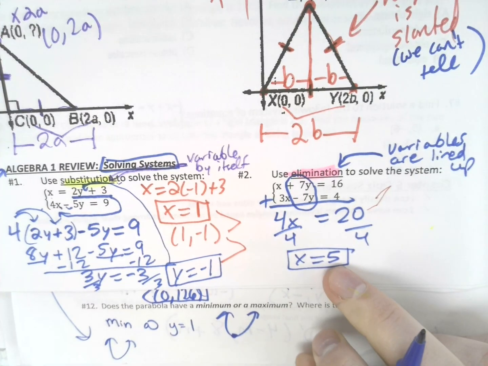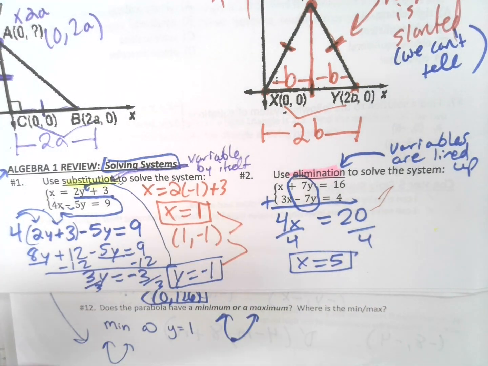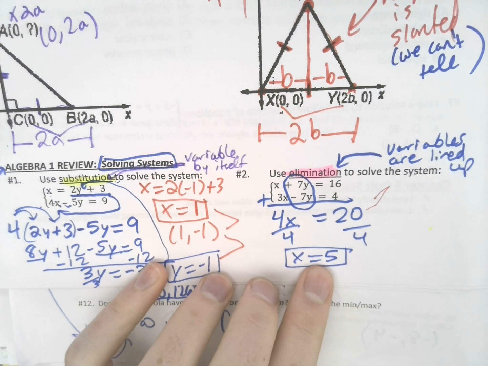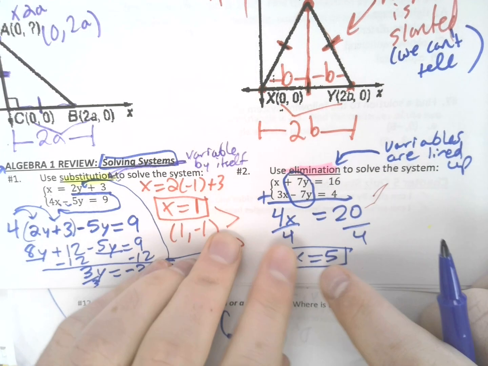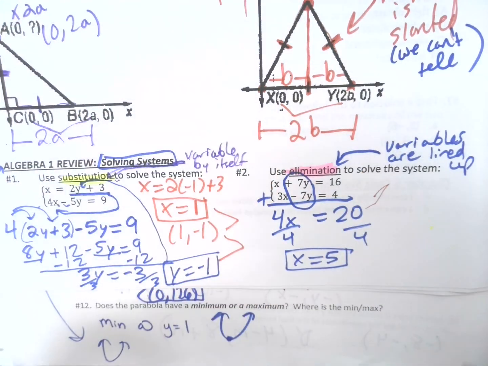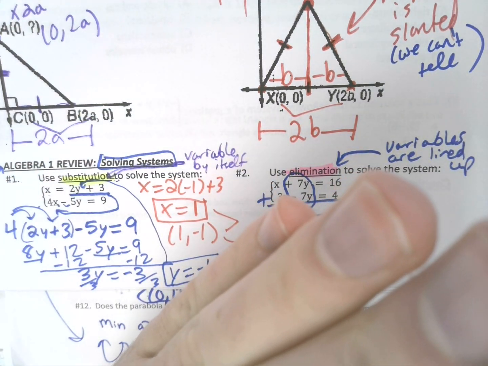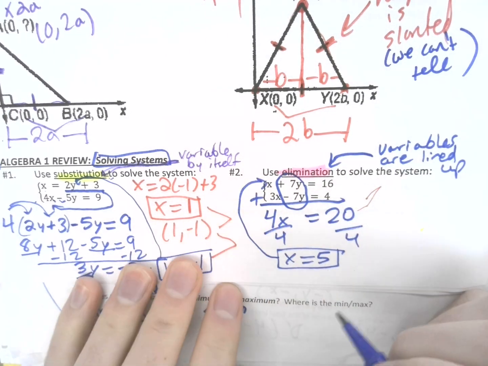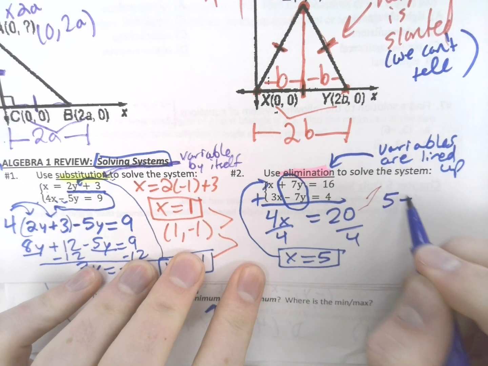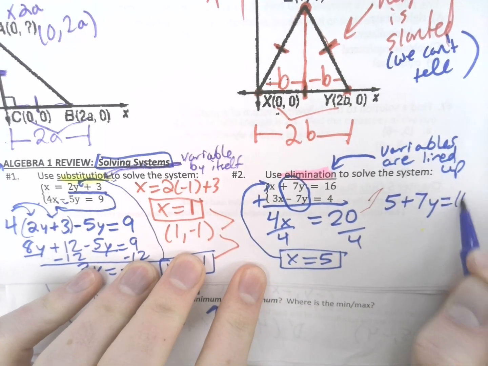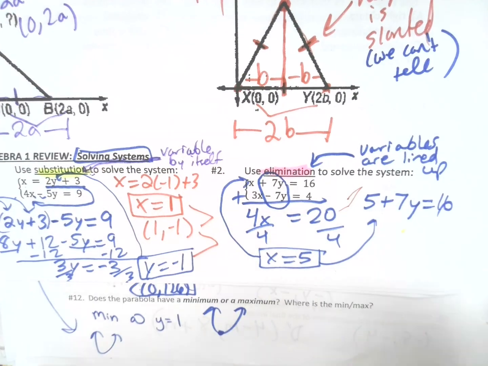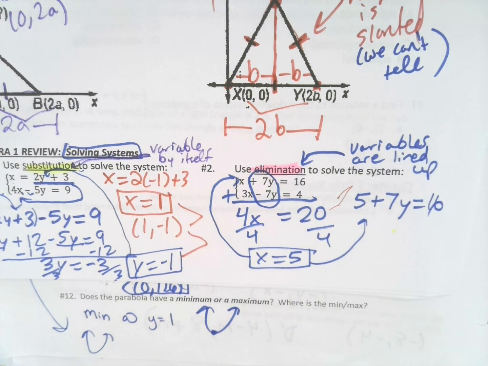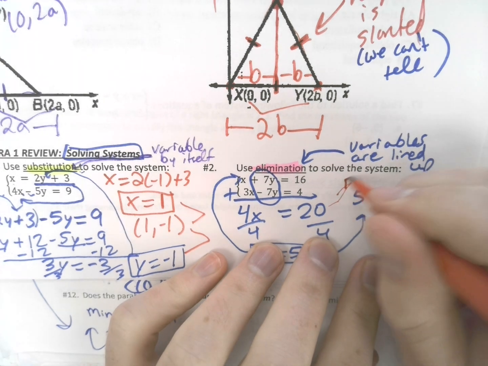The only problem with elimination is the tough part comes second. Because now that we know x, we either need to plug it into the top or plug it into the bottom. Which one would you guys like to do? Pick the easiest. I'm thinking plugging that back into the top. So 5 plus 7y equals 16. And I'm going to let you guys see if you can take this the rest of the way. See if you can finish.